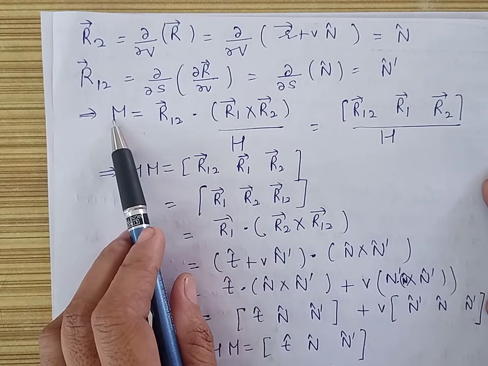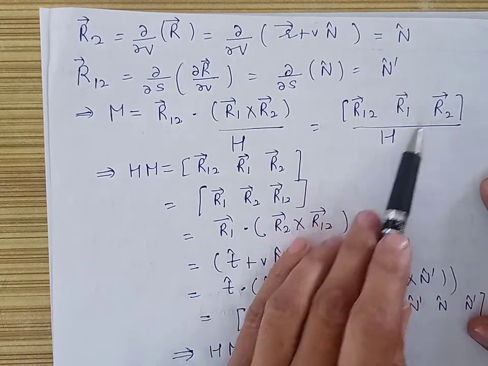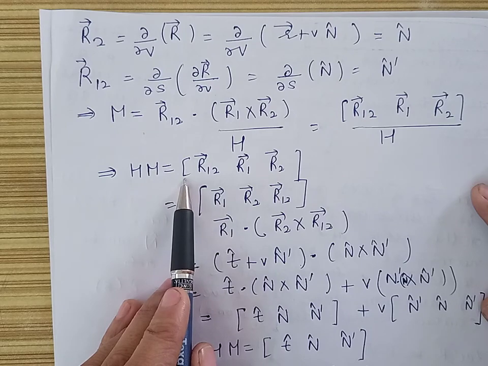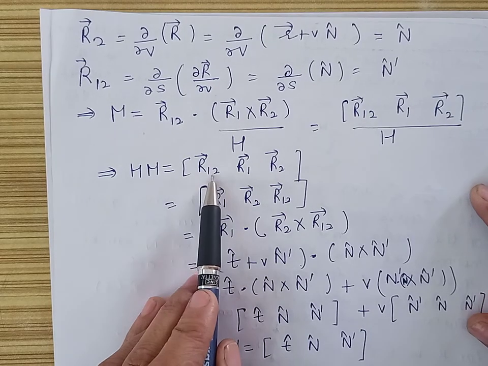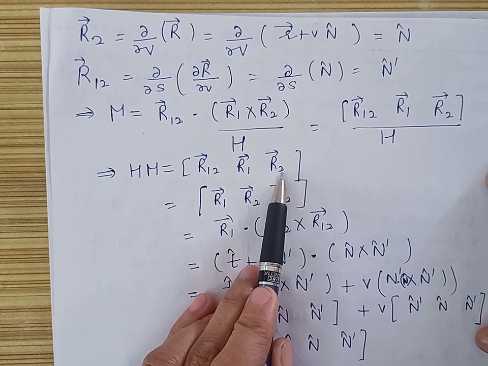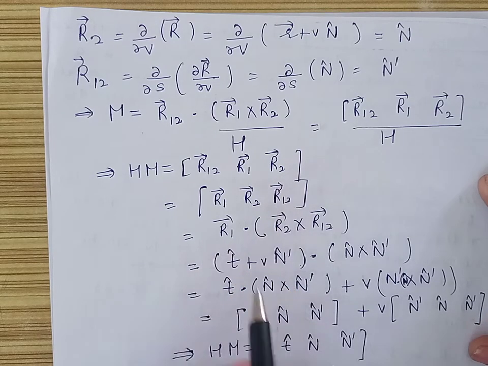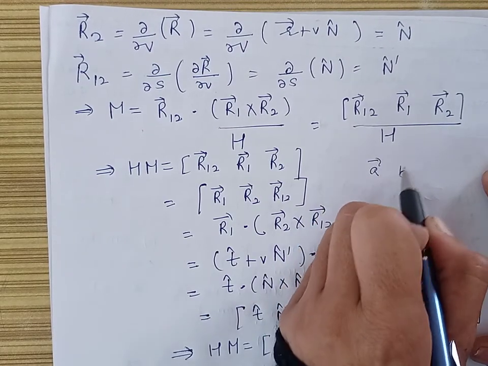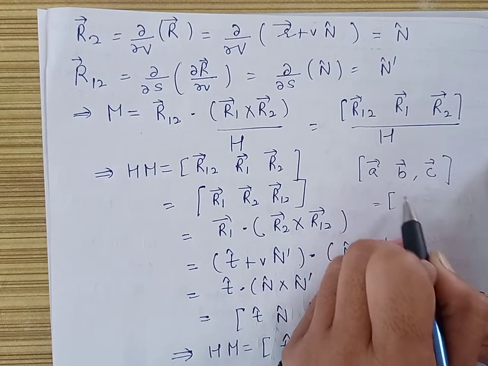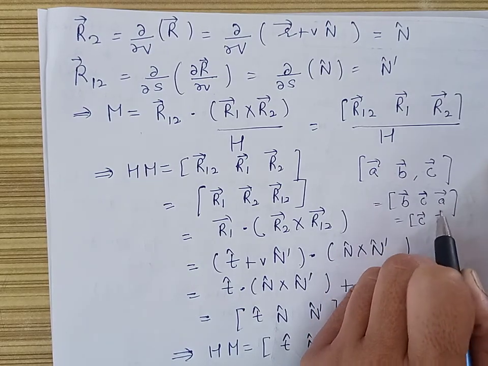It means m is given by the scalar triple product of the three vectors R12, R1 and R2 divided by H. From here we get H into m is equal to the scalar triple product of the vectors R12, R1 and R2. Now, we can use the property of scalar triple product of three vectors in the cyclic order. If we have three vectors a, b, c, then the scalar triple product of a, b, c, the scalar triple product b, c, a and the scalar triple product c, a, b, these three products are same.